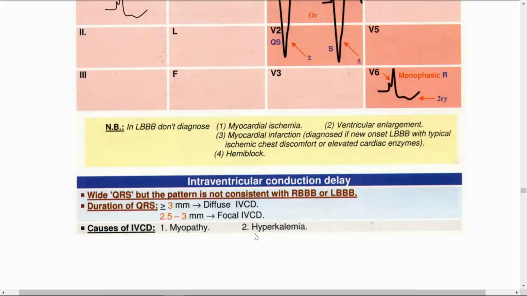And first we should look for the duration. The width of the QRS complex, to diagnose, should be more than 120 milliseconds, which equals 3 small squares.